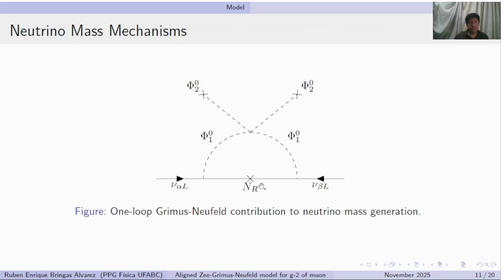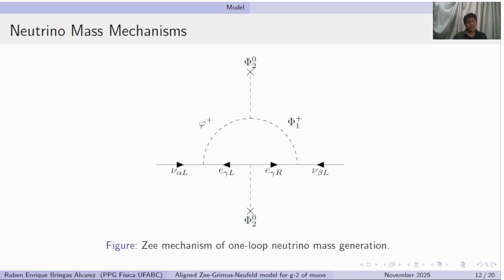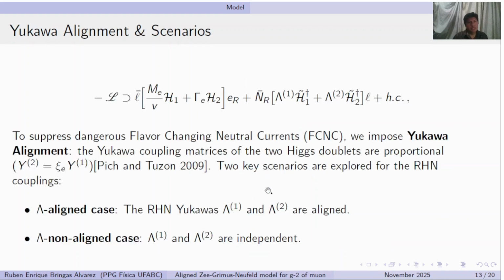Here we have the right-handed neutrino and the contribution of the Higgs. The Zee mechanism is also a one-loop diagram. We have in the loop the contribution of the charged scalar singlet, also the Higgs and the lepton. And why do we call it the alignment Zee-Grimus-Neufeld for g-2?